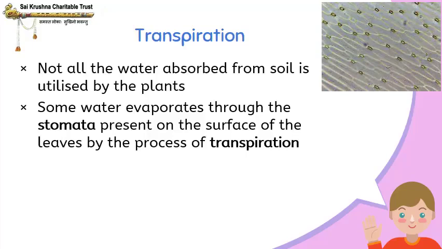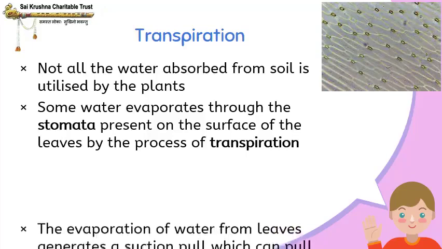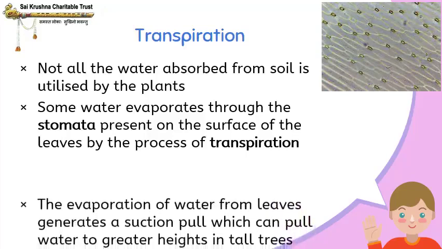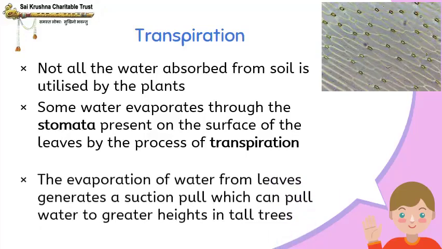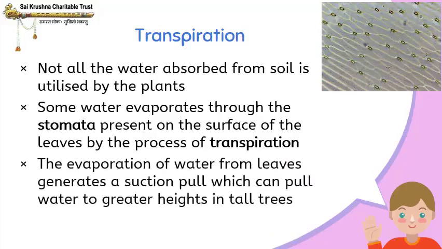Some water vapor evaporates through the stomata present on the surface of the leaves by the process of transpiration. These small openings are called the stomata. They help in removing the extra water from the plant. So that is also very important. So when the extra water goes out, fresh water gets pulled from the roots to the top.